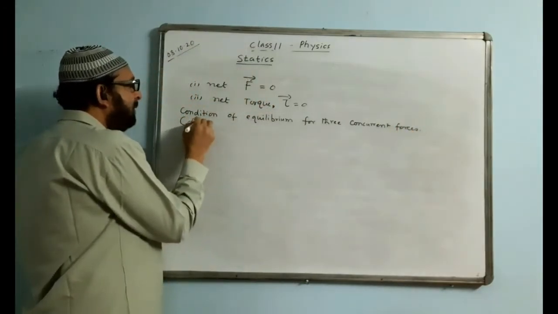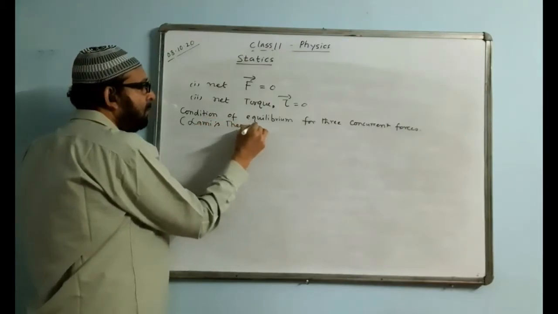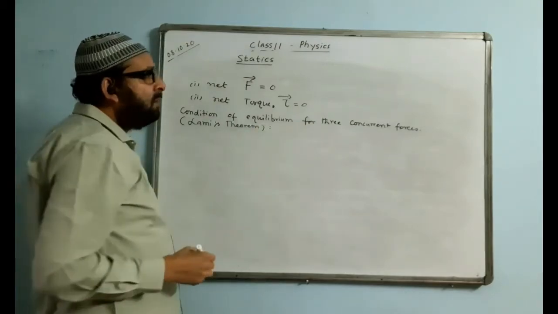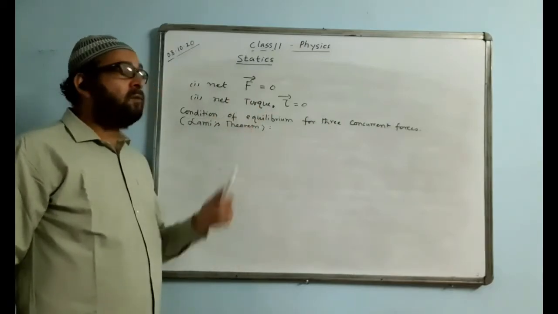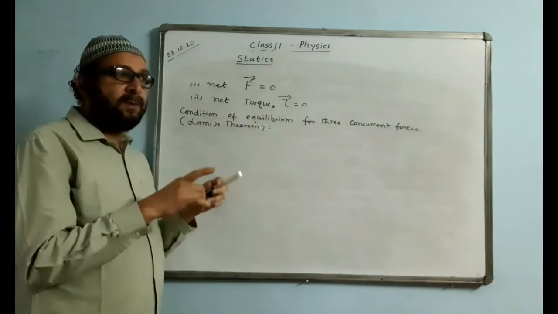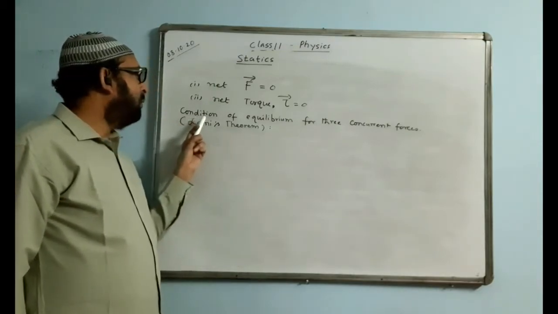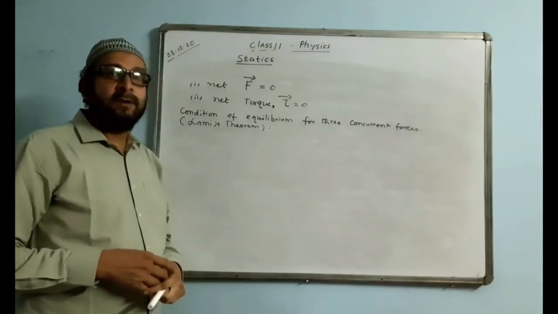Under bracket you can add Lami's theorem. You learn about it. When there are two forces, we know how to get equilibrium: the two forces must be equal in value but opposite in direction. But how to keep a body at rest under the action of three concurrent forces? What is the meaning of concurrent?